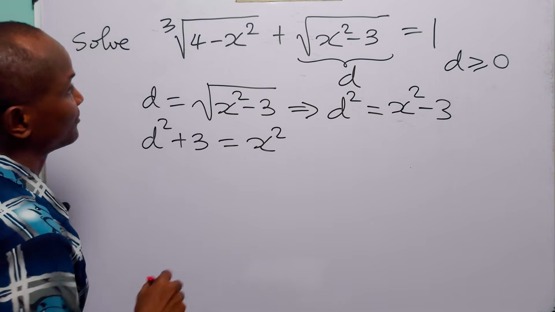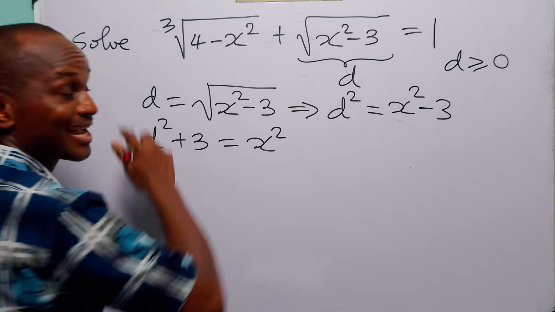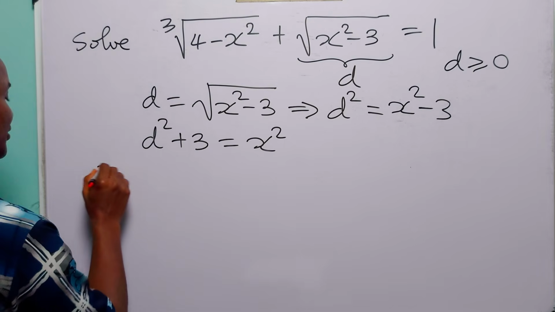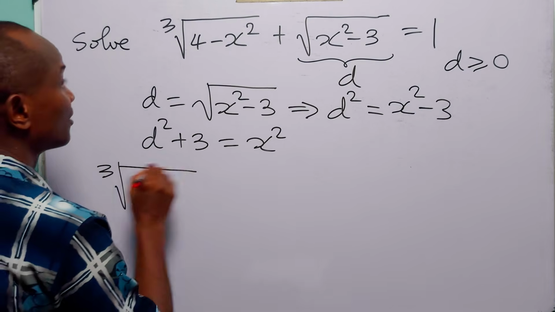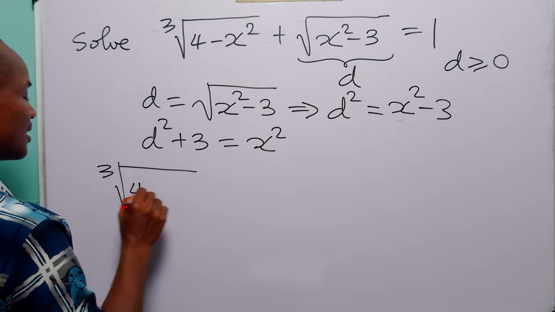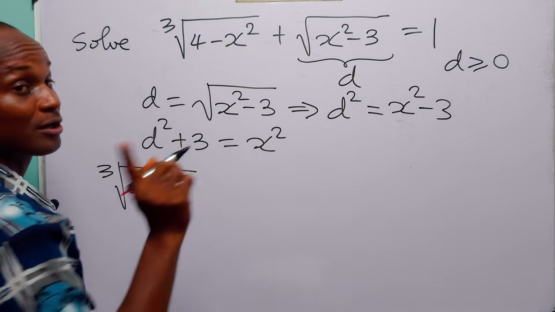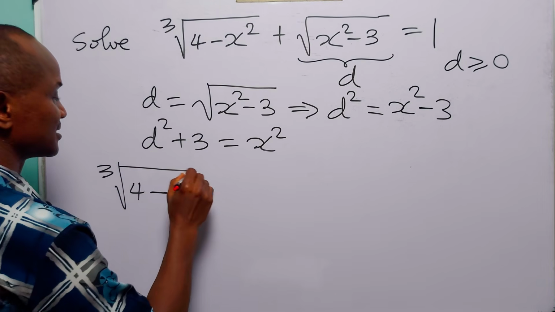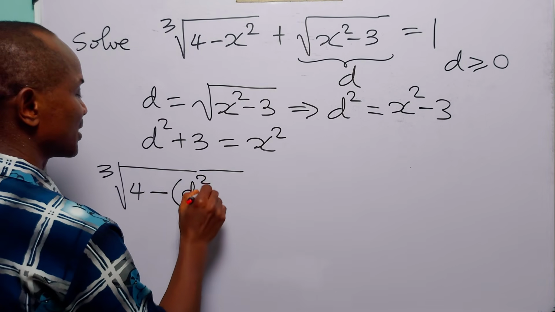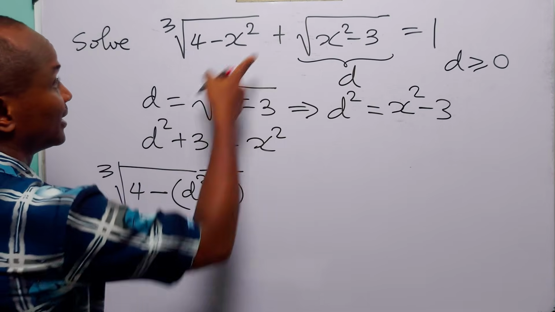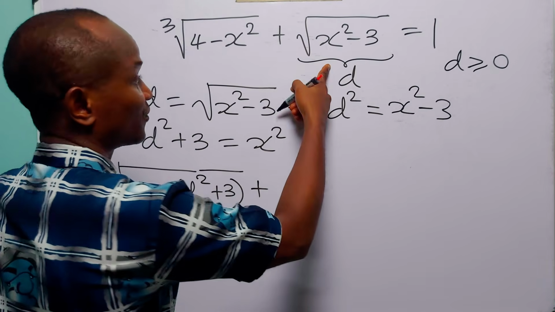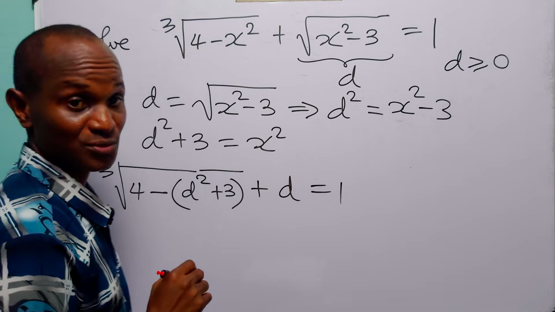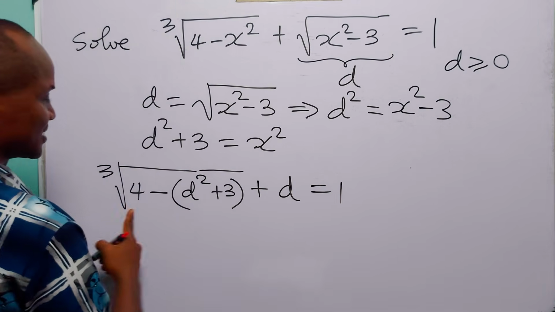Now, the next thing we are going to do is that we will rewrite the entire equation in terms of d. Now, here we have the cube root of 4 minus x squared. But of course, you know that x squared is now d squared plus 3. So this is d squared plus 3. Then we have plus, of course, this whole square root is now equal to d, and this is equal to 1.